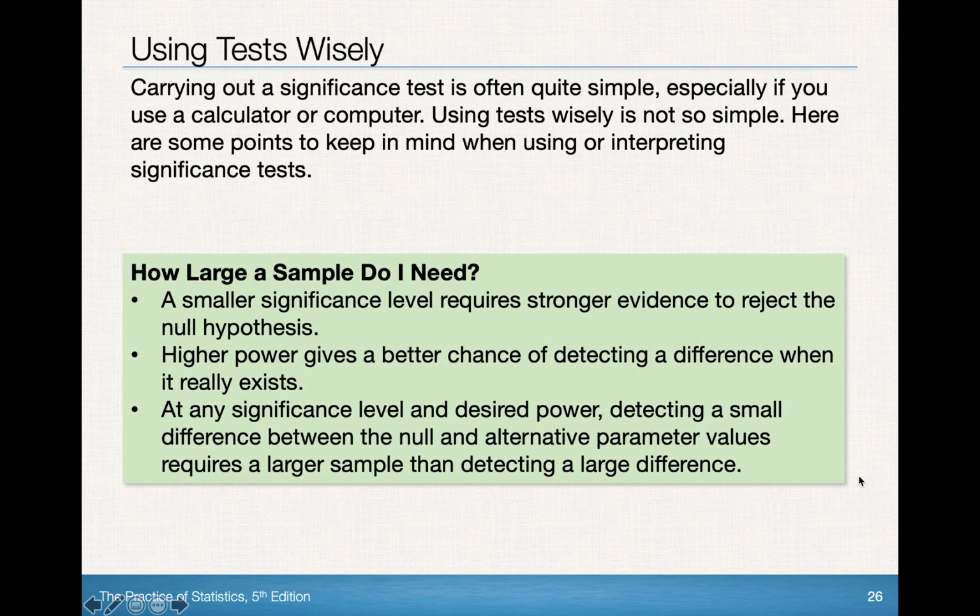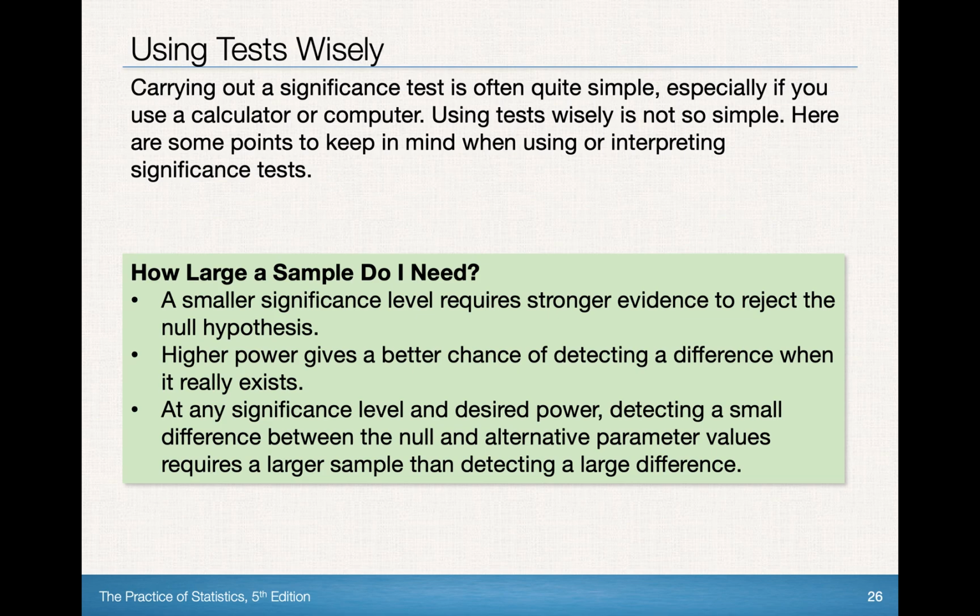All right, some things we need to keep in mind when carrying out a significance test. A smaller significance level, so a smaller level of alpha, requires stronger evidence to reject the null, which makes sense. If alpha is 0.05, we don't need as much evidence to reject it, whereas if alpha is 0.01, we need stronger evidence, aka a sample statistic further away from the proposed parameter.